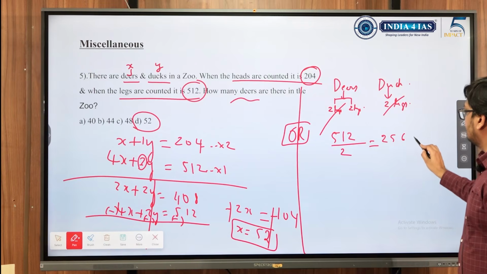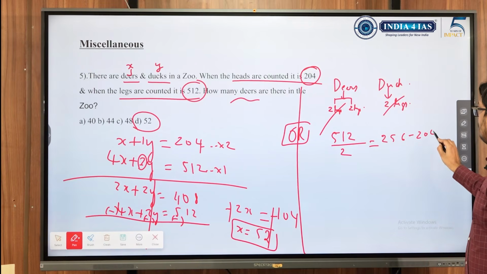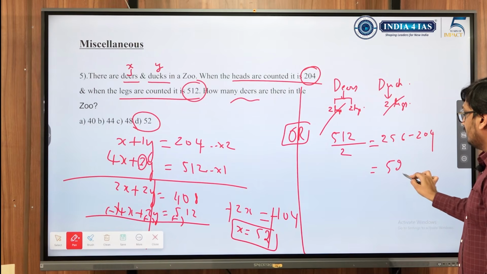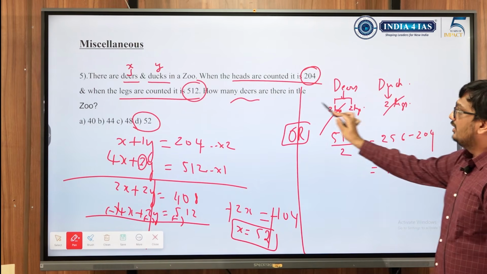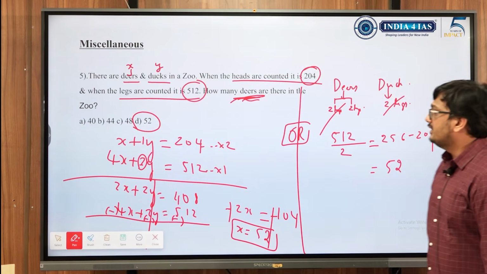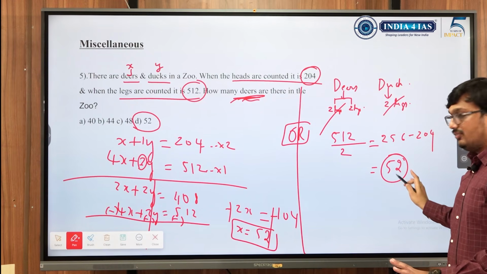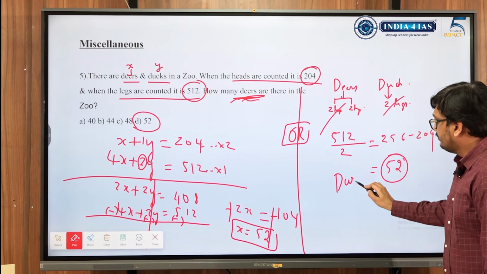You subtract the heads: 256 minus 204. Then what will remain? 52. What is that 52? How many deers are there in the zoo? So finally, the answer you get will be the number of deers.